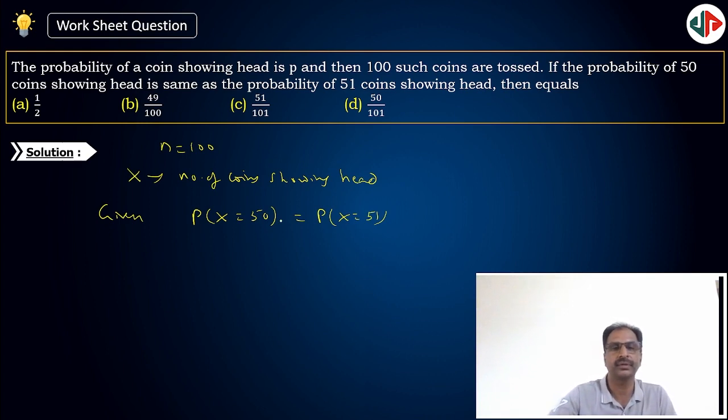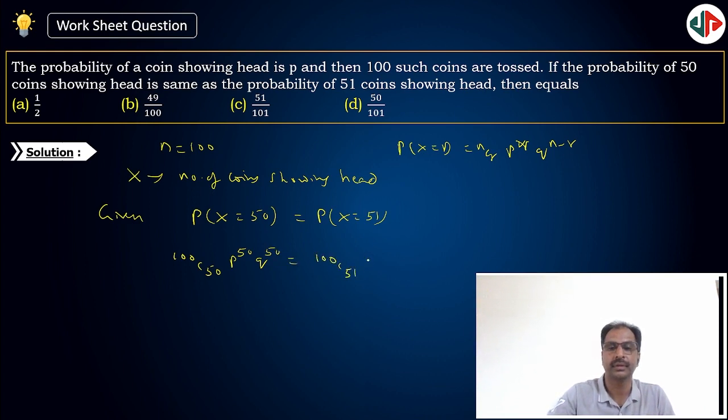So what is P of X equal to R? nCr, P power R, Q power n minus r. So what is P of X equal to 50? 100 C 50, P power 50, Q power 100 minus 50. This is 100 C 51, P power 51, Q power 49. Now you can cancel P power 50 here. You can cancel Q power 49 here. So 100 C 51 by 100 C 50 is equal to P by Q.